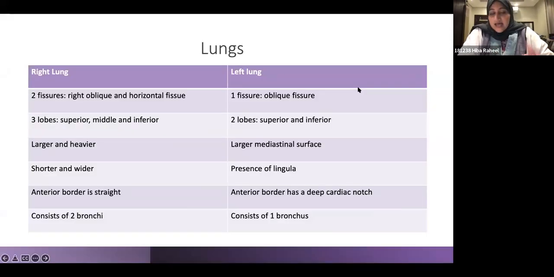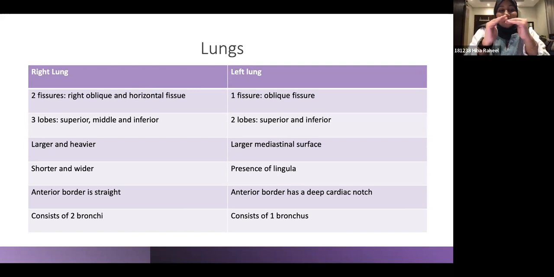The right lung has two fissures, or two lines. We have the right oblique and we have the horizontal fissure. Now, this is very important. Why do we say right oblique but not right horizontal fissure? Because we do not have the horizontal fissure on the left lung. That is only present on the right lung. We have an oblique fissure on the left lung. That's the reason why it's called right oblique fissure, left oblique fissure, okay?